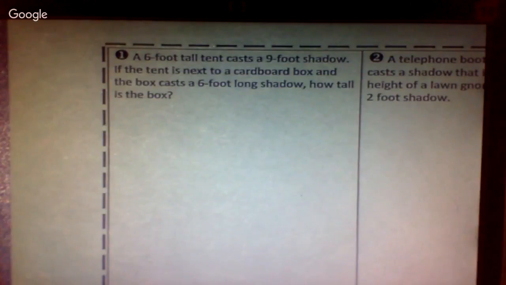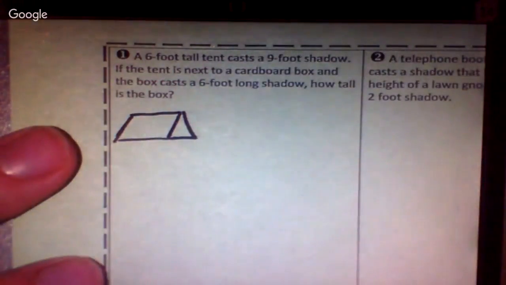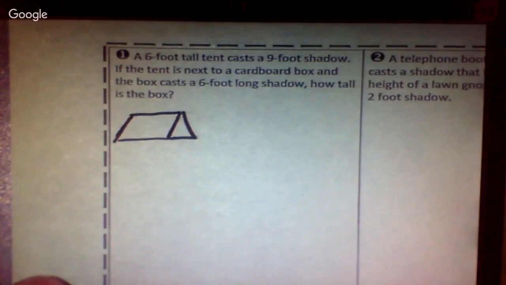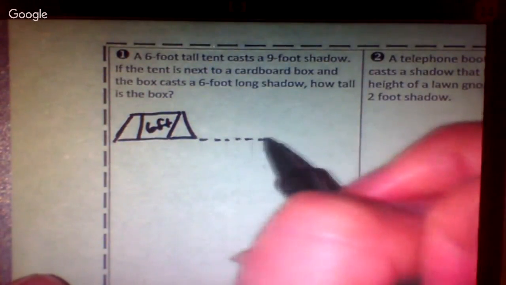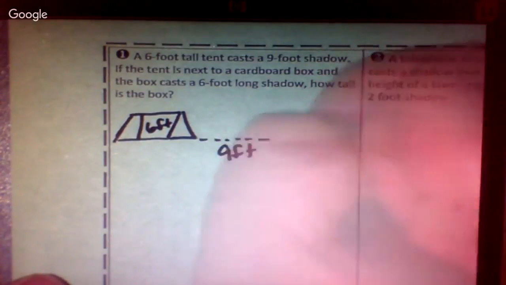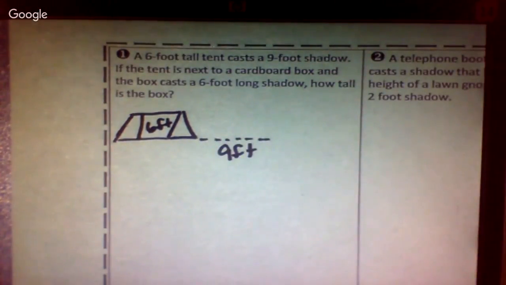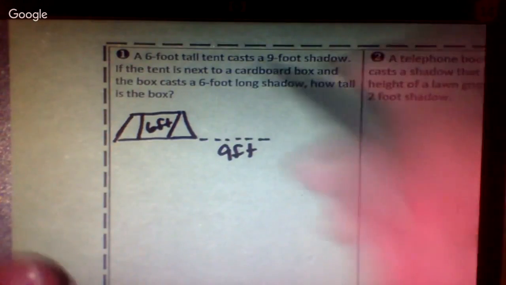Draw a picture. If you need the visualization, draw yourself a picture. So we've got a tent. Okay, there's your tent. Your tent is 6 feet tall, and it casts out this shadow along the ground that's 9 feet long. I'm not the greatest artist in the world, so please don't laugh at my sad drawings. Now I've got this box.